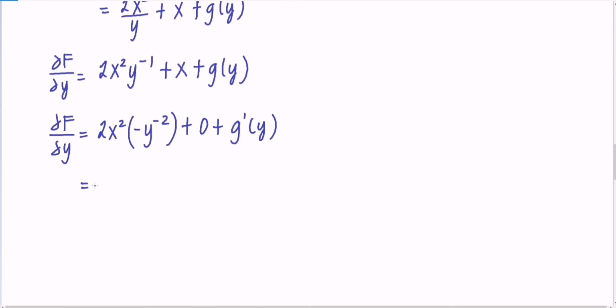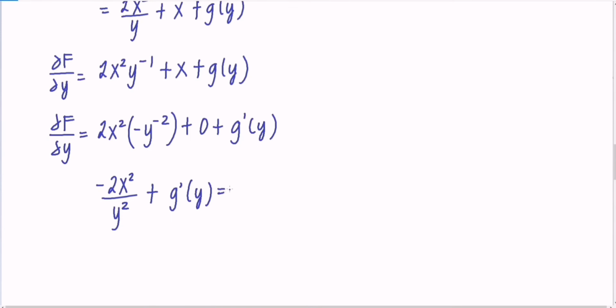Okay? So, iayos lang natin to. 2x squared times negative y raised to negative 2 magiging negative 2x squared, y raised to negative 2. Since y raised to negative 2, ibaba na natin siya, kasi kailangan positive yung kanyang exponent. Ibabalik natin siya kung nasan siya kanina. Okay? Plus, g prime of y.